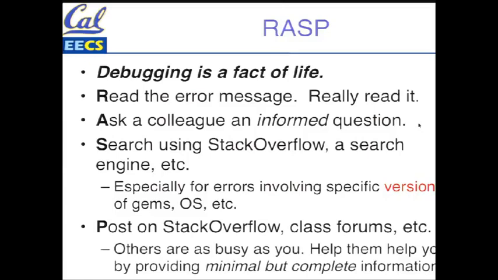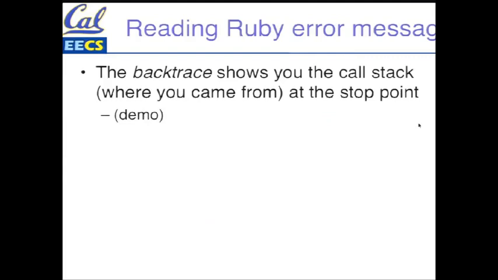However, others are just as busy as you, if not more. So don't post a question saying, this doesn't work. Here's my 78 lines of error message. Get the minimal information that you can that still reproduces the problem you have and post that. And you'll get a reply, seriously, in minutes sometimes. So what about these error messages? Error messages are your friend. They show you not only what went wrong, but a great deal of detail about where it went wrong.